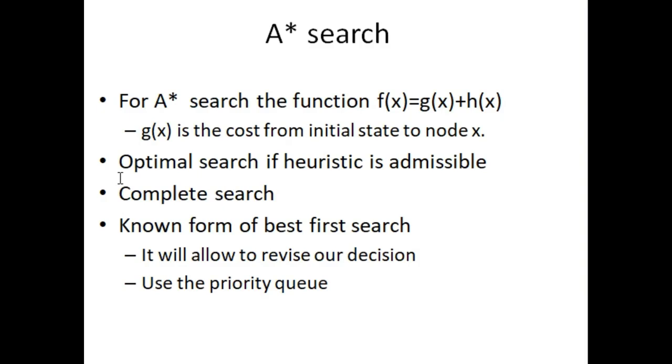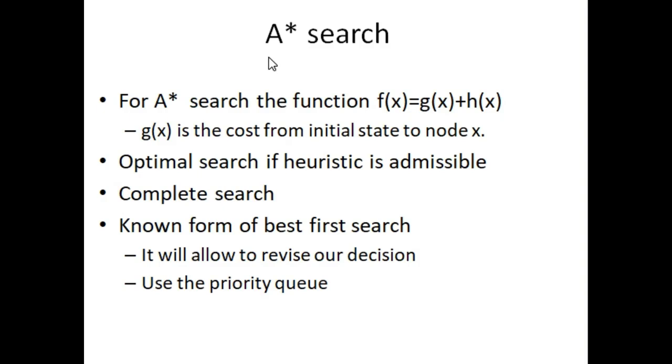The search technique is optimal if the heuristic is admissible. What is admissible? The guess value should not be overestimated, but rather less than or equal to the actual value. So if the heuristic value is admissible, then the A star search technique will return the path which has the lowest cost among all the multiple paths to reach from the initial state to the goal state.